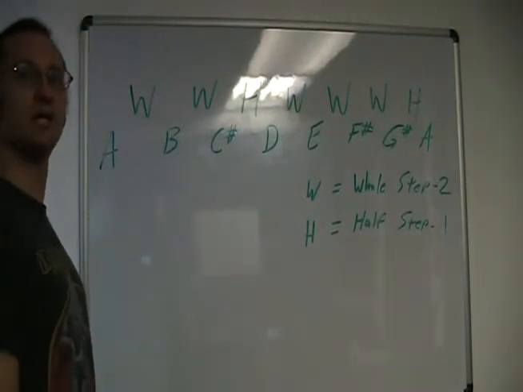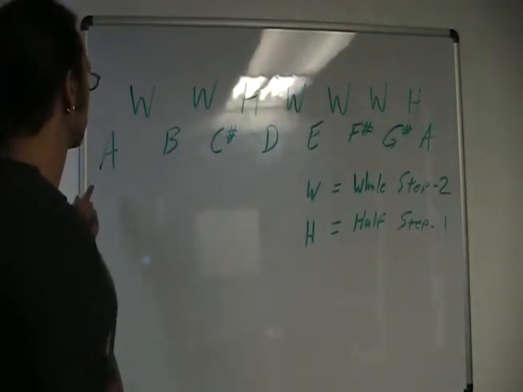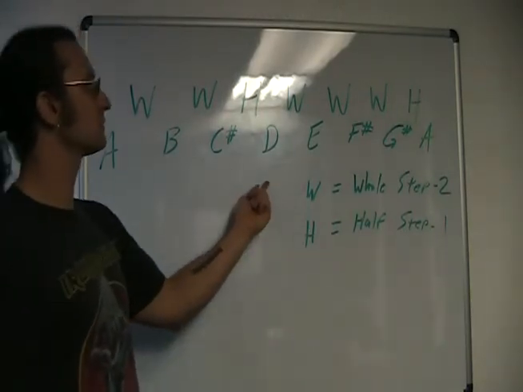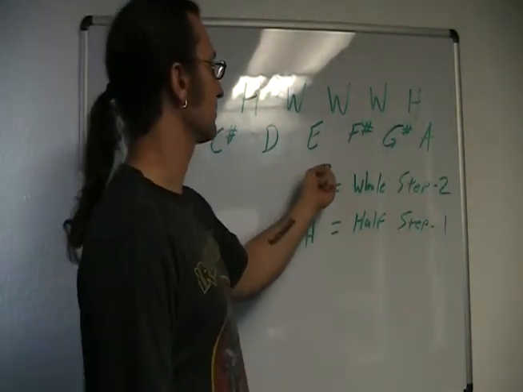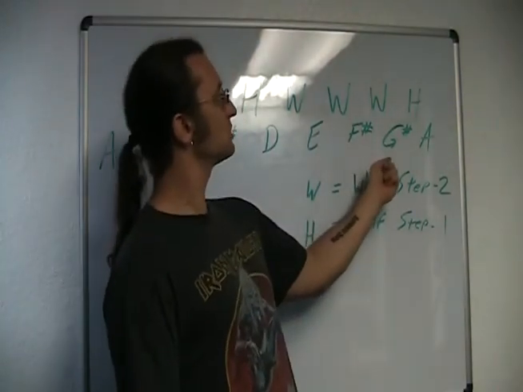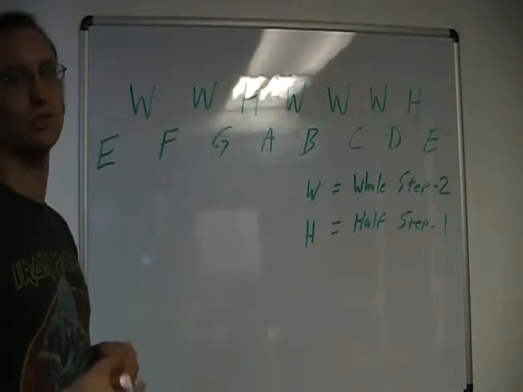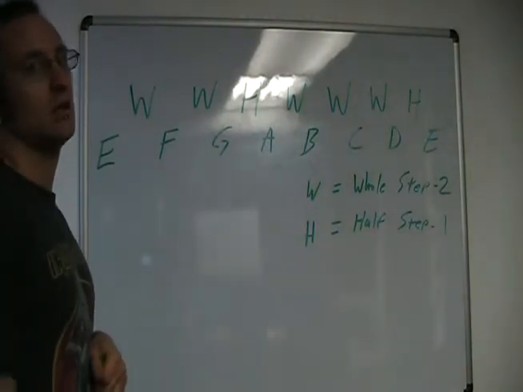So now we have the key of A up, which gives us A, B, whole step up to C sharp, half step up to D, E, whole step up to F sharp, whole step to G sharp, half step back to A. Let's look at the key of E like this.